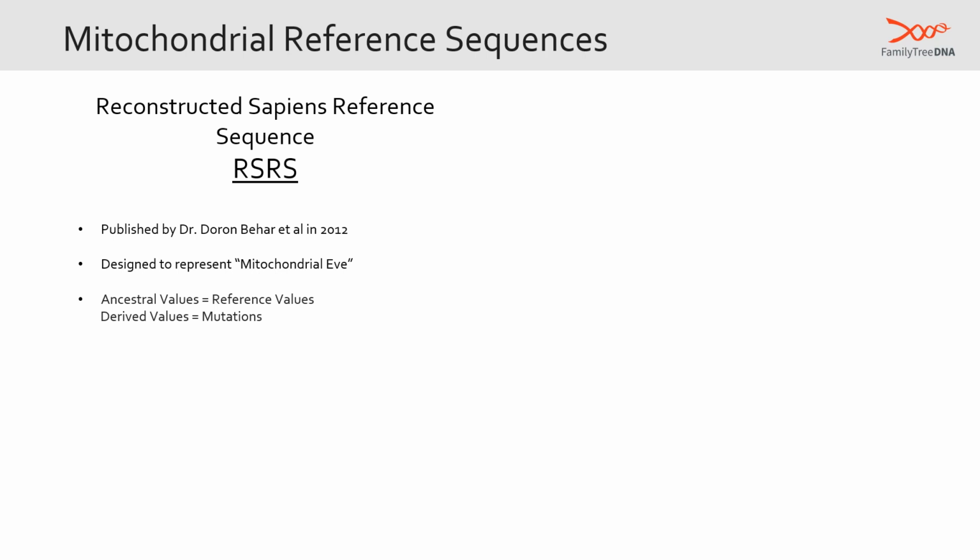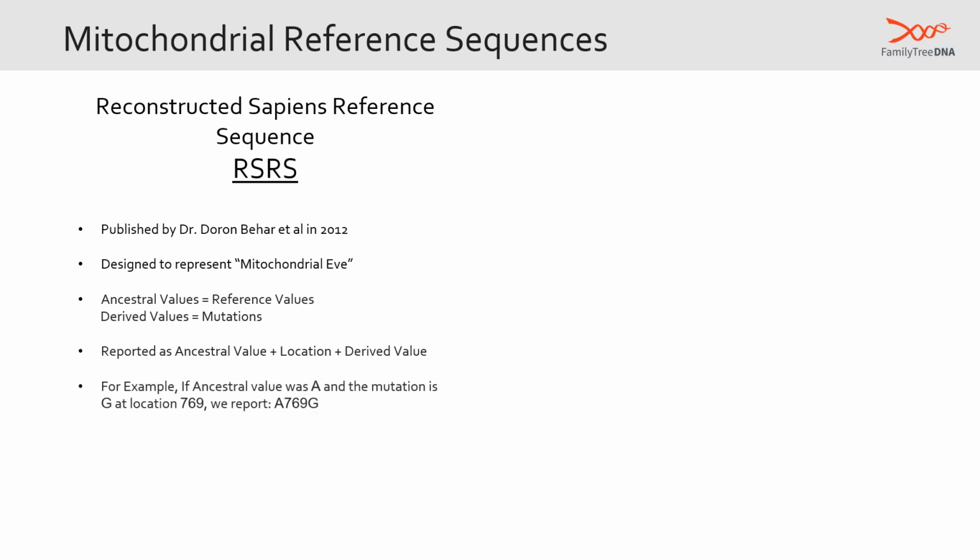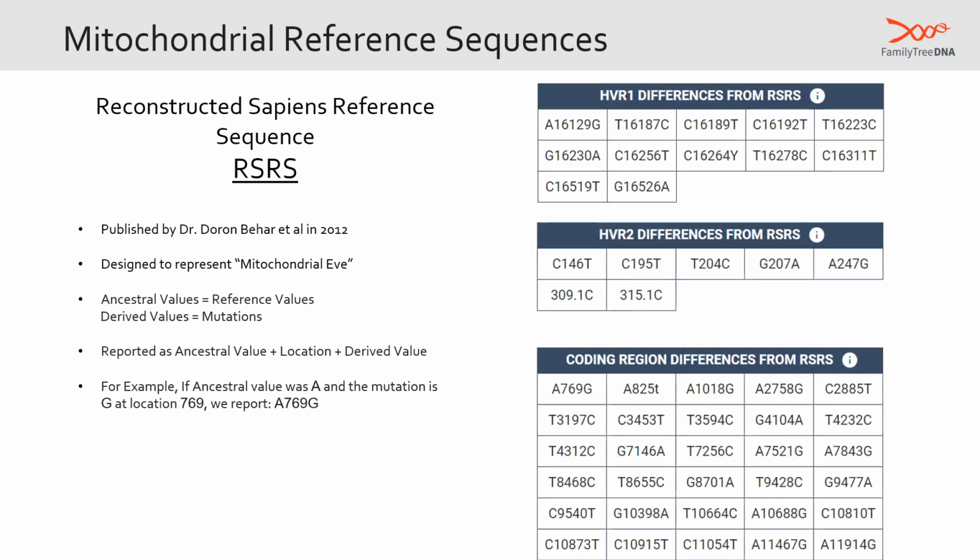In the RSRS, we still have ancestral values referred to as reference values and derived values referred to as mutations, but they're reported a little bit differently. They're reported as the ancestral value, then the location, and then the derived value. So, for example, if the ancestral value was A at location 769, and we found a mutation to G, then we report it as A769G. And it still gets reported, broken down by the area in mitochondria where it's found.